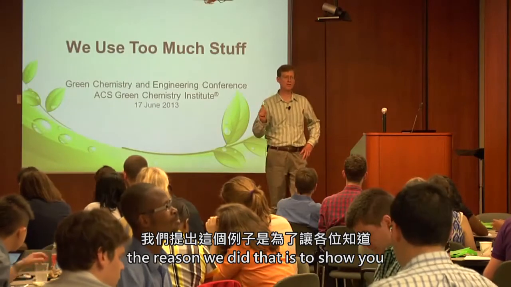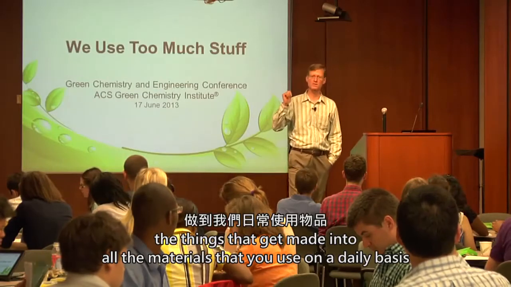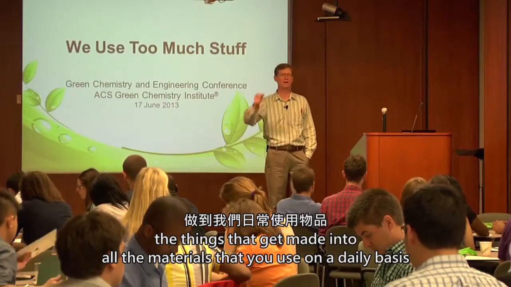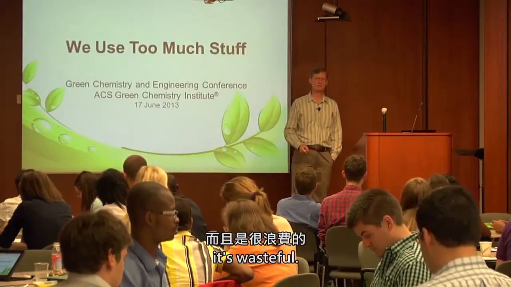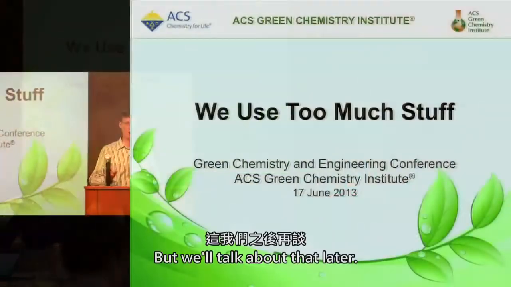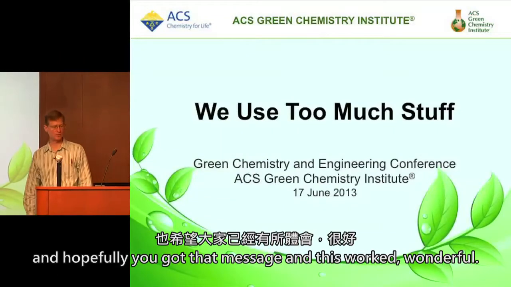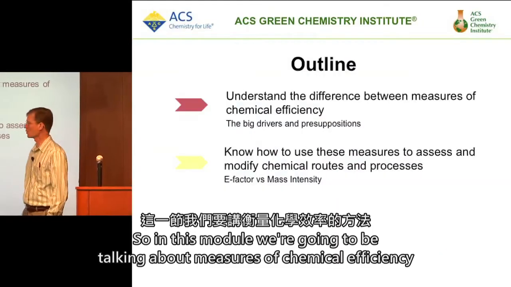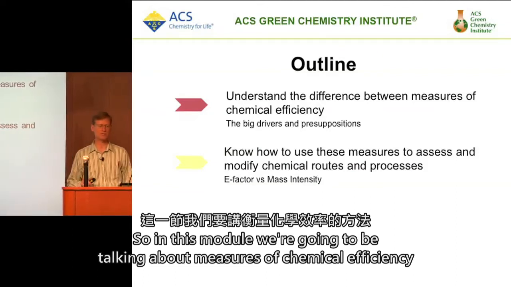The reason we did that is to show you that synthetic organic chemistry, modern synthetic organic chemistry, the things that get made into all the materials that you use on a daily basis, is by nature inherently inefficient. It's wasteful. And it uses a lot of toxic materials. But we'll talk about that later. So we definitely use too much stuff, and hopefully you got that message. And this works. Wonderful. So in this module, we're going to be talking about measures of chemical efficiency.